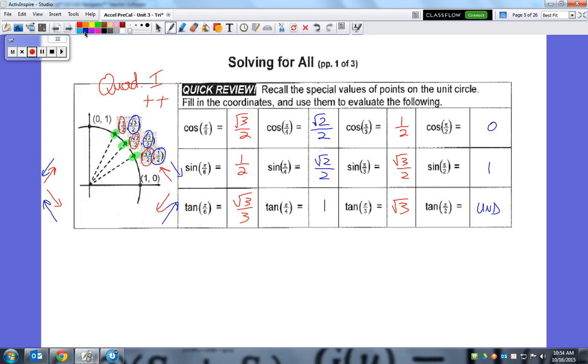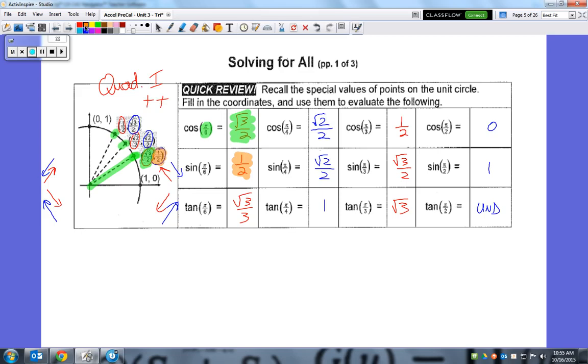Now, looking at this, we've already discussed this in class a lot. The cosine value at pi over 6, here's pi over 6, is just saying what is the x value. Well, it's root 3 over 2. What would the sine value be? The sine value would be, what is the y value?